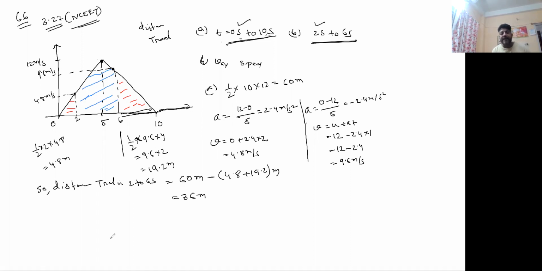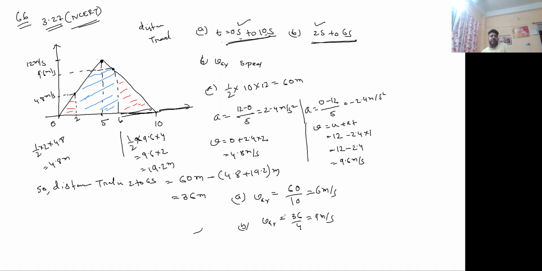Now that I have both of the first, I can easily find the average speed. For the first one, that is 60 by 10, that is 6 meter per second, and the second one is 36 by 4, that is 9 meter per second. So you can easily solve this one by using the graphical method.